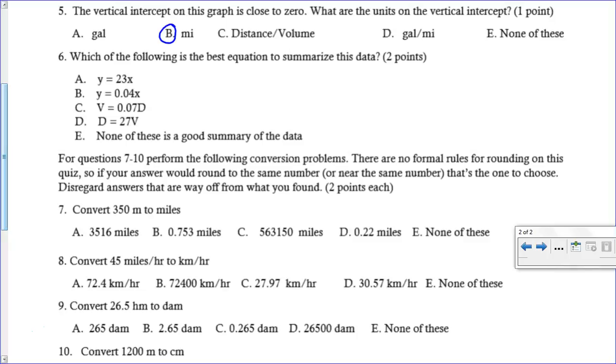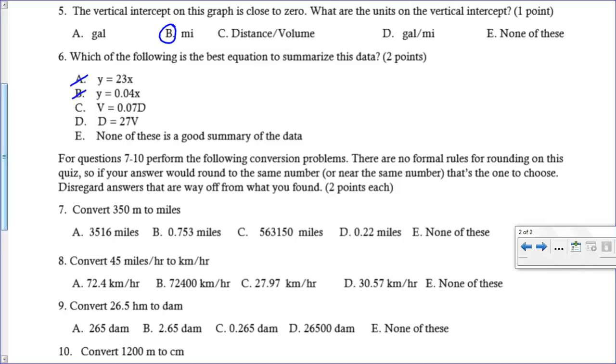Going based on these, which one of these equations is a good equation to summarize the data? We've got y equals 23x. That's bad for a couple reasons. One, 23 is not our slope. Another one, don't use y and x, all right? B here, y equals 0.04x, all right? Again, this is bad because the slope is bad and it's using y and x.